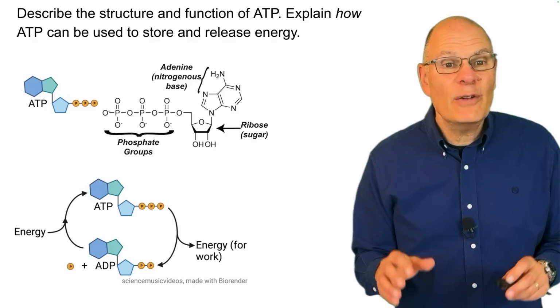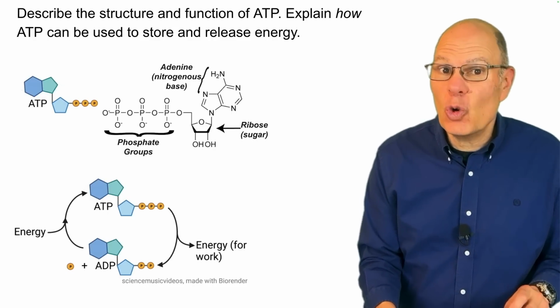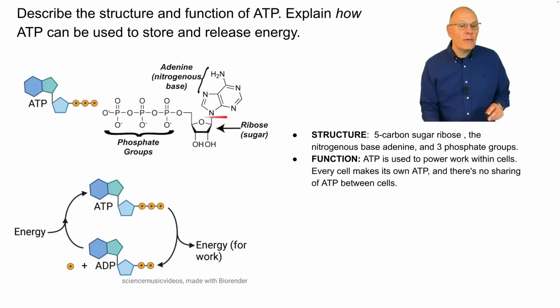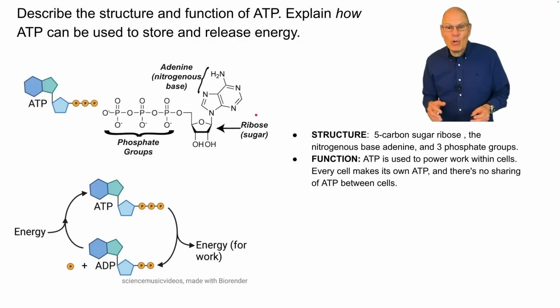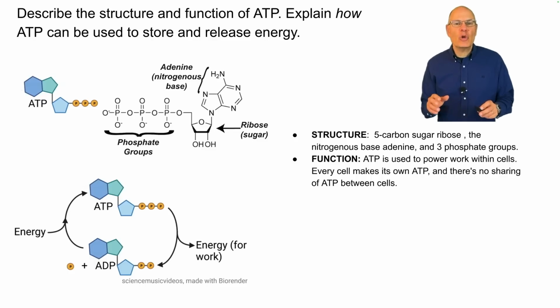Describe the structure and function of ATP. Explain how ATP can be used to store and release energy. The structure of ATP involves a 5-carbon sugar that's called a ribose, a nitrogenous base that's called adenine, and 3 phosphate groups. The function of ATP is to power work within cells. Every cell makes its own ATP. There's no sharing of ATP between cells.